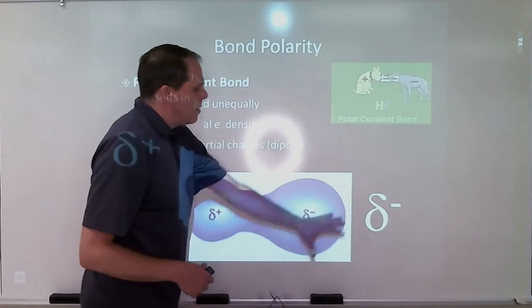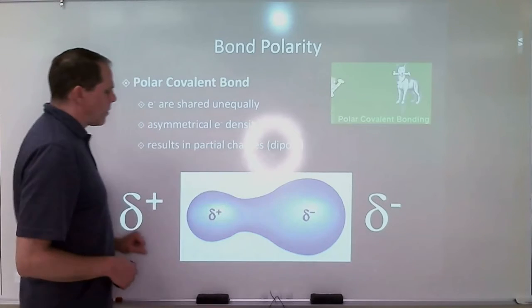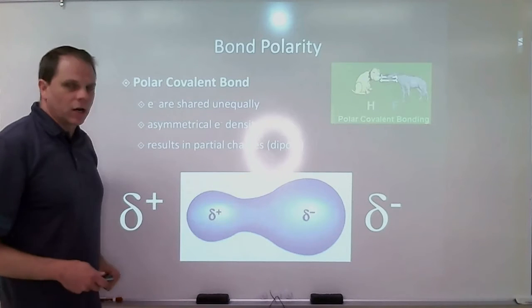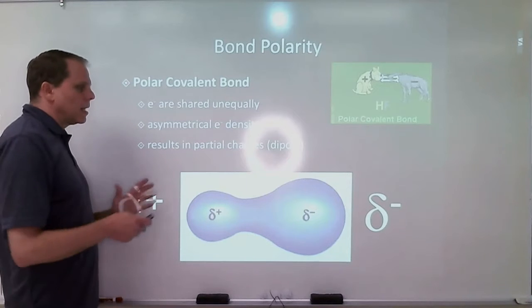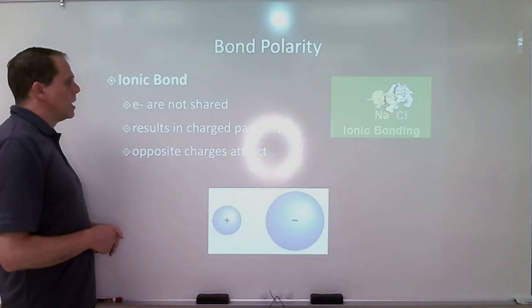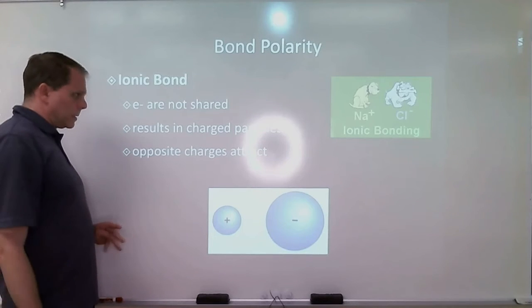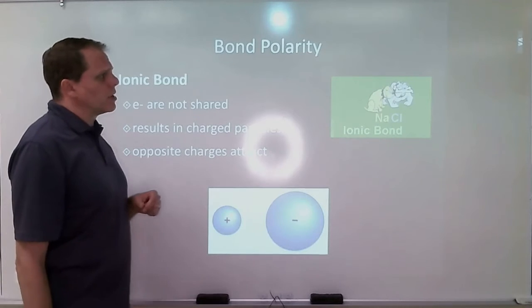And so this is effectively a negative charge part of our atom, and this is effectively a positive charge part of our atom. Not completely ionic, not a plus and a minus, but a partial charge, okay? All right, so now let's look at our ionic bond. In this case, the electrons are not shared.